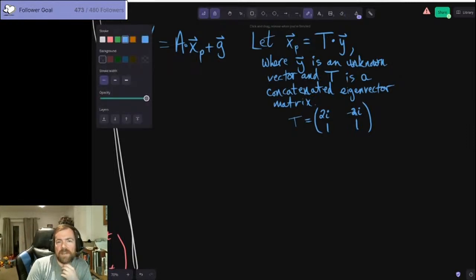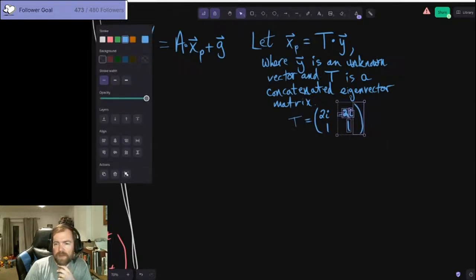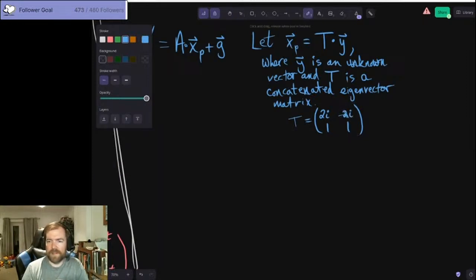So instead of listing our eigenvectors as two separate things, we're just going to bring them together, snap them together like magnets, and say, there's our T matrix. So 2i, negative 2i, 1, 1.